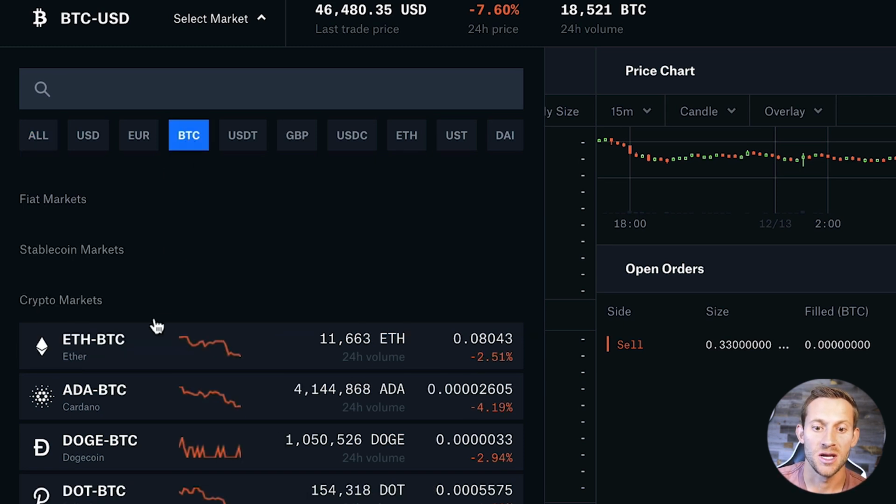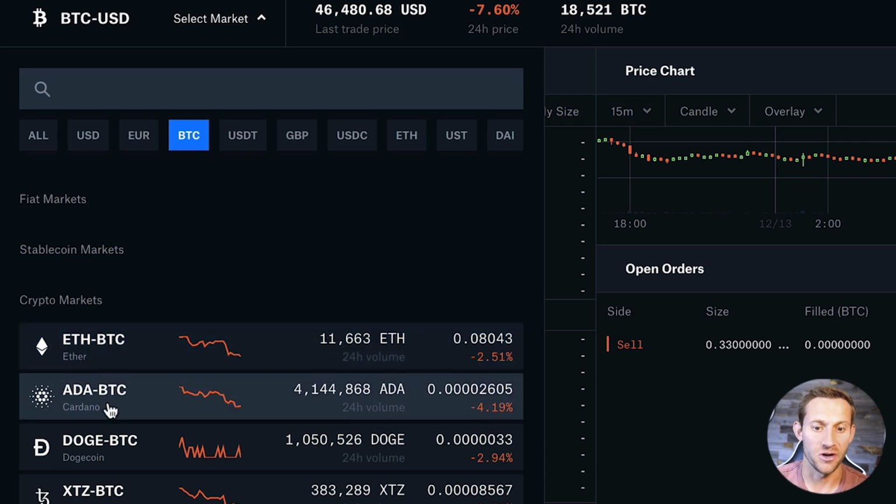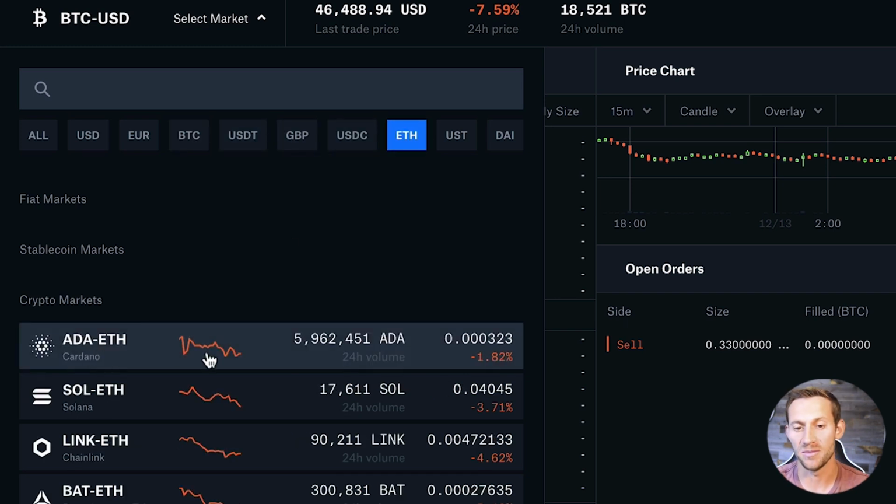So I could purchase Ethereum with Bitcoin, right? I'm doing kind of like a swapsies there. I could purchase Cardano here, ADA, with Bitcoin. Or I could do the same thing with Ethereum, right? I can purchase ADA with Ethereum, or I can purchase Solana here with Ethereum. So you've got to understand that that's how it thinks. It thinks in terms of markets.